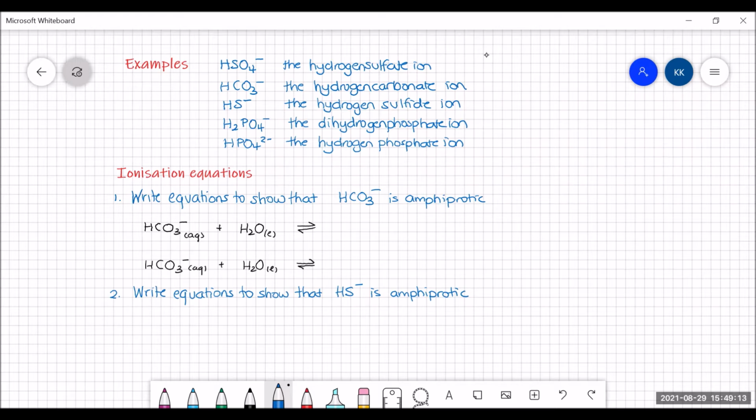So if the hydrogen carbonate ion donates a proton, then what will be left is the carbonate ion. And of course, the proton having been donated to the water means that we will also get a hydronium ion. So in that case, the hydrogen carbonate ion has acted as an acid.